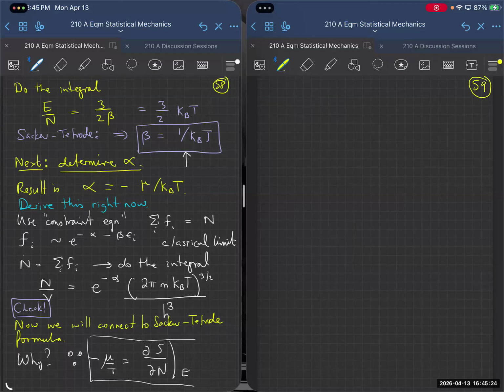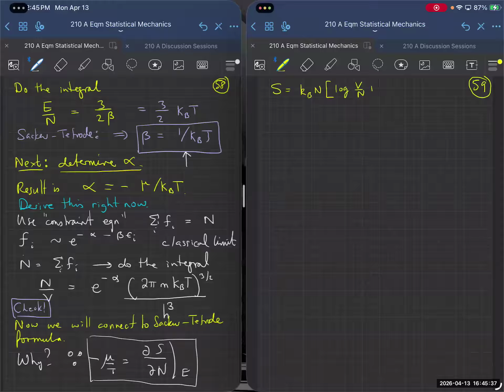And the Sackur-Tetrode formula tells us what S is. So here's the Sackur-Tetrode formula. S is equal to k_B N, and then it's log of V over N plus 3/2 log of 4 pi m E over 3N h squared, plus 5/2. Do you remember when I derived this formula for you, and I said, that 5/2 there, don't laugh at that. That number is incredibly important, okay? You remember I said that, and I said it deliberately to be mysterious. So here's how you can see why it's important.